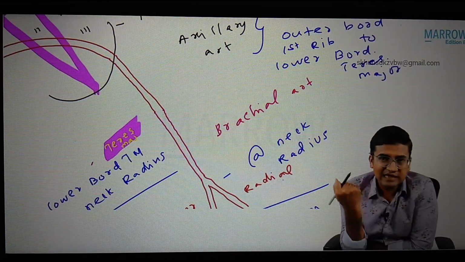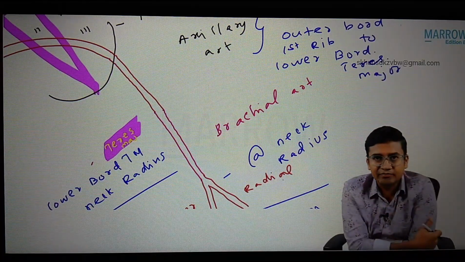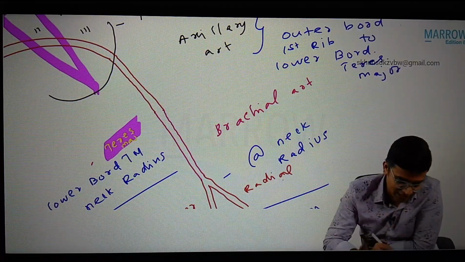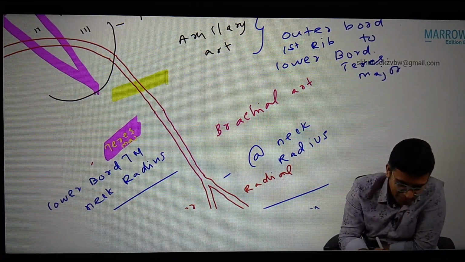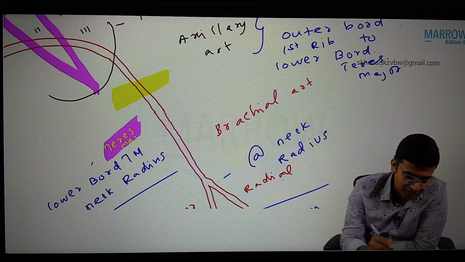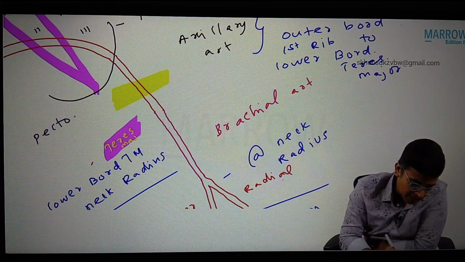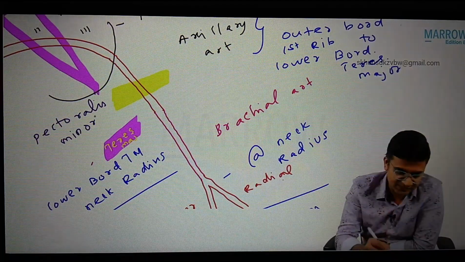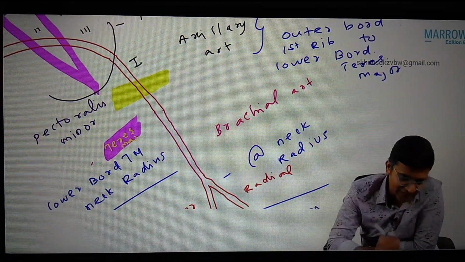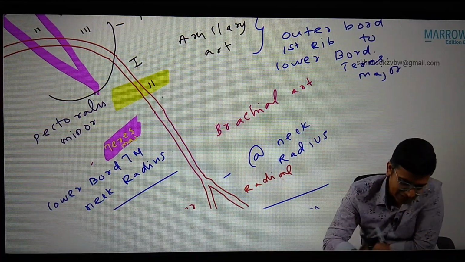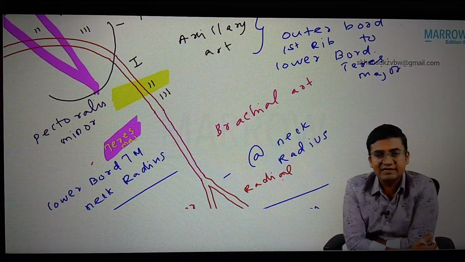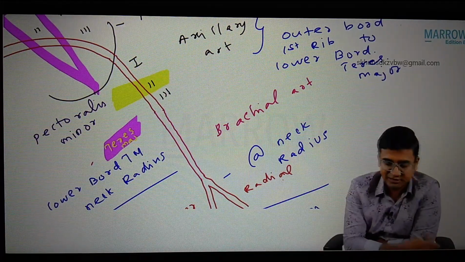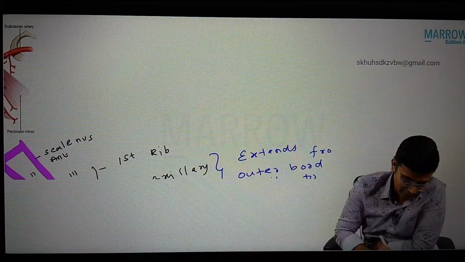Now we're going to discuss in detail the axillary artery. Like the subclavian artery, the axillary artery is also divided into three parts by one muscle, that is our pectoralis minor muscle. So this is our pectoralis minor. The pectoralis minor divides the axillary artery into three parts. This is the first part of the axillary artery, this is the second part, and this is the third part. Now what are the branches coming from the first part, second part and third part? Now see the diagram.